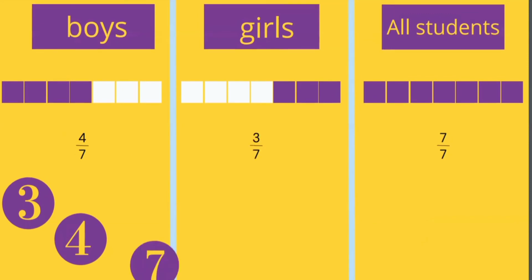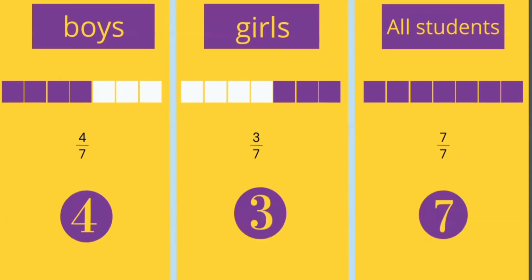Now, we're left with the numbers, 3, 4, and 7. Now, we know that there were 4 boys, so the 4 would be placed under that column. There were 3 girls, and we know there were 7 students in all. So here we have placed each diagram, each item under the correct column.